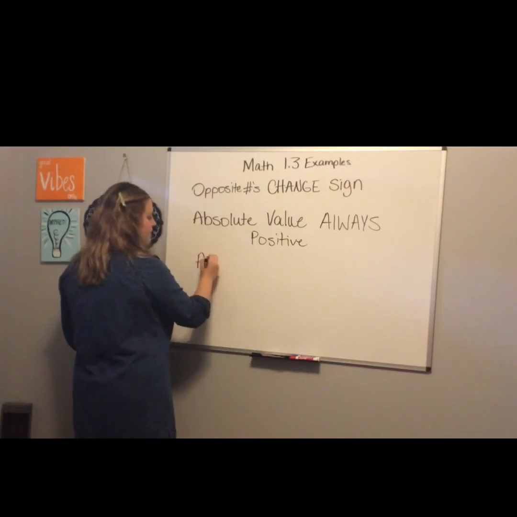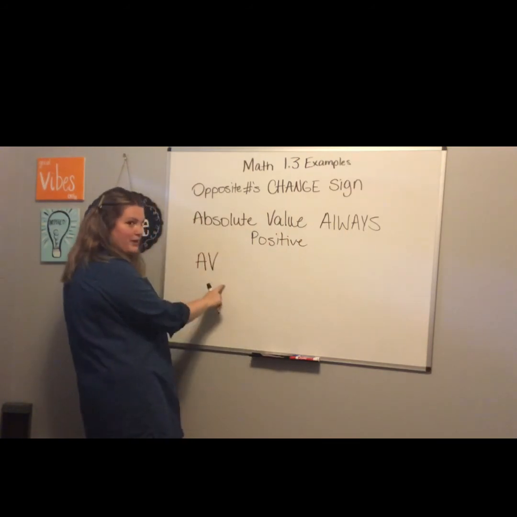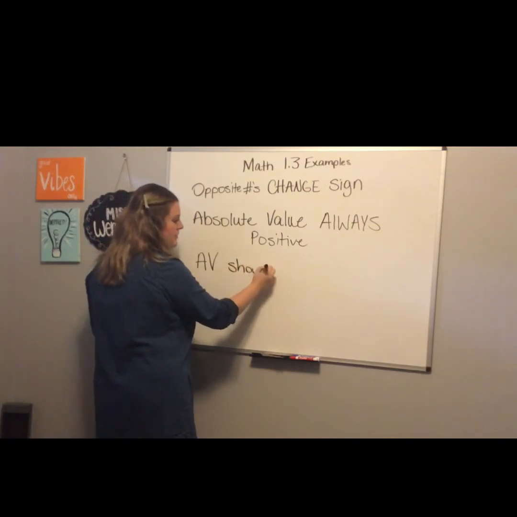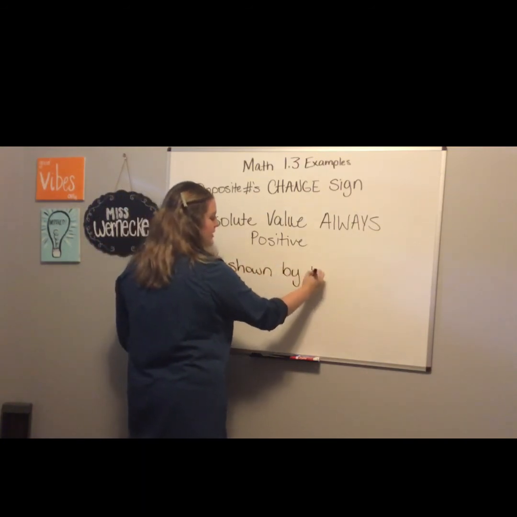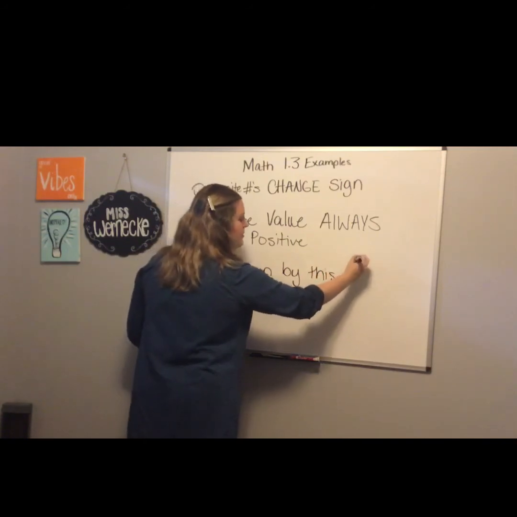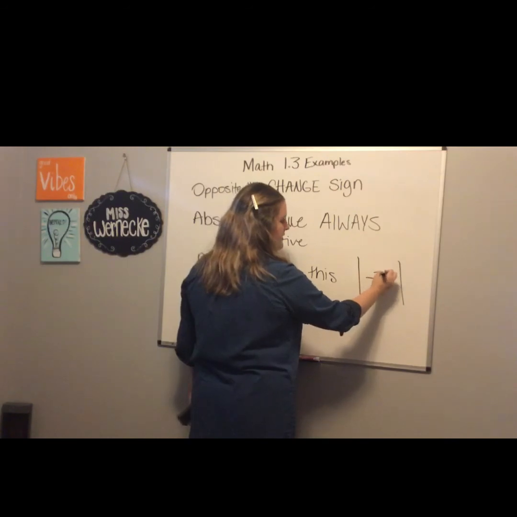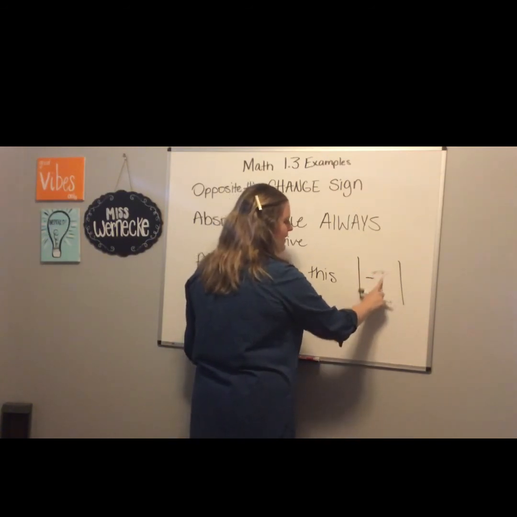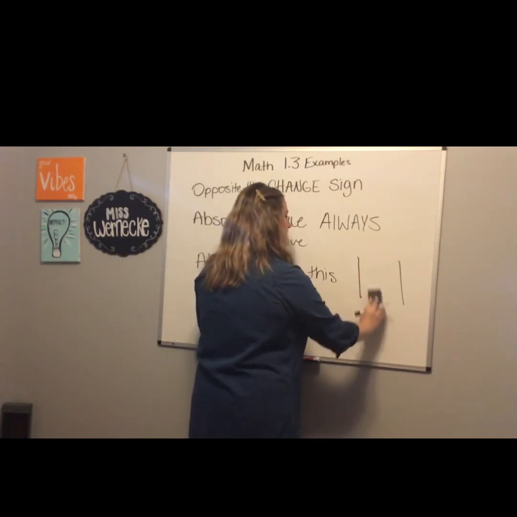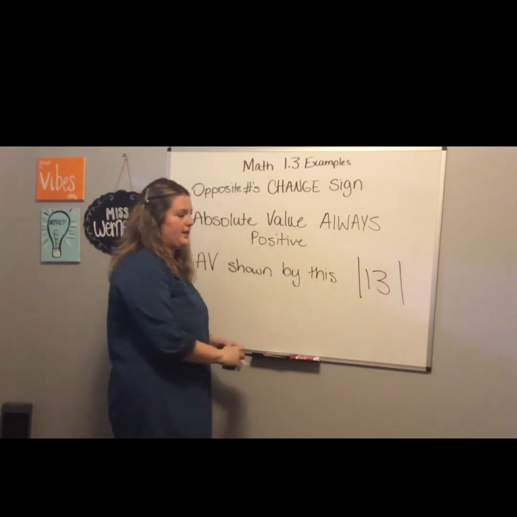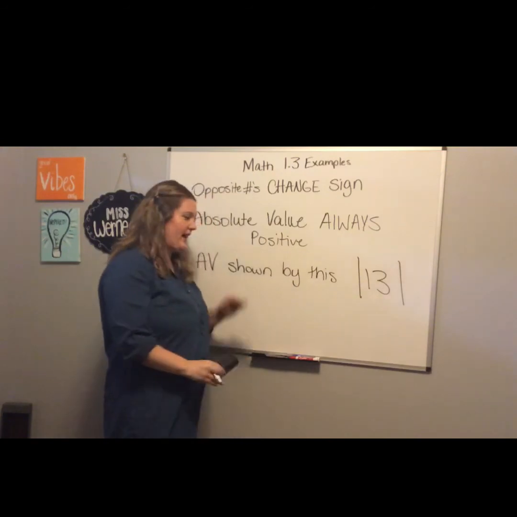And remember, absolute value, or AV, is shown by this symbol. The number on the inside of the brackets. Negative 7, you're looking for the absolute value of negative 7. It could be 13, absolute value of 13. These brackets tell you you're looking for absolute value.